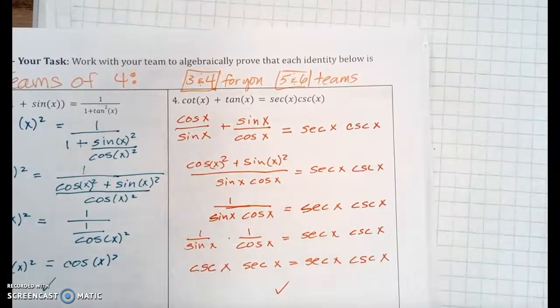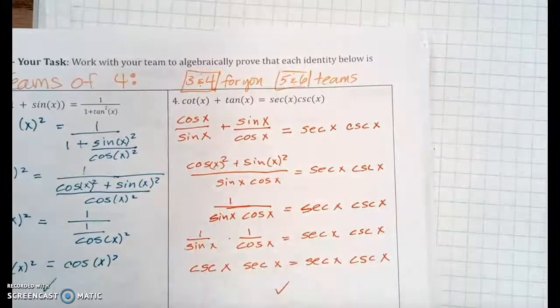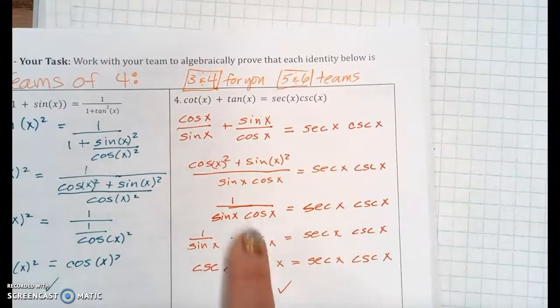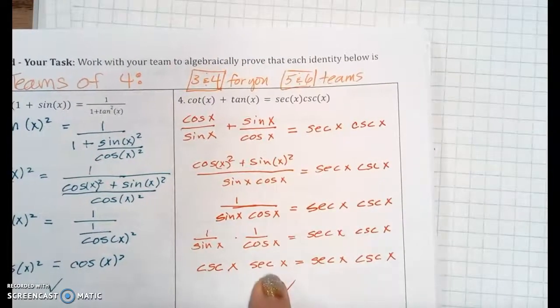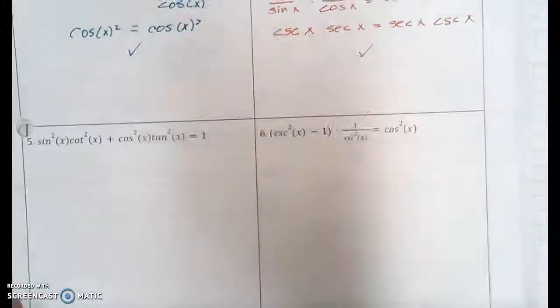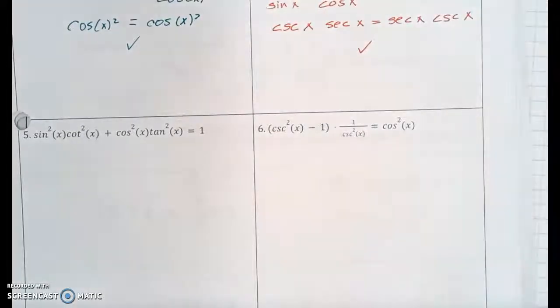You can either separate them, or you can see even in this step that 1 over the sine of x is going to be the cosecant of x, and 1 over the cosine of x is the secant of x. So they are equal to each other. You are going to try 5 and 6 in your groups of 4, and then you're done with this section.